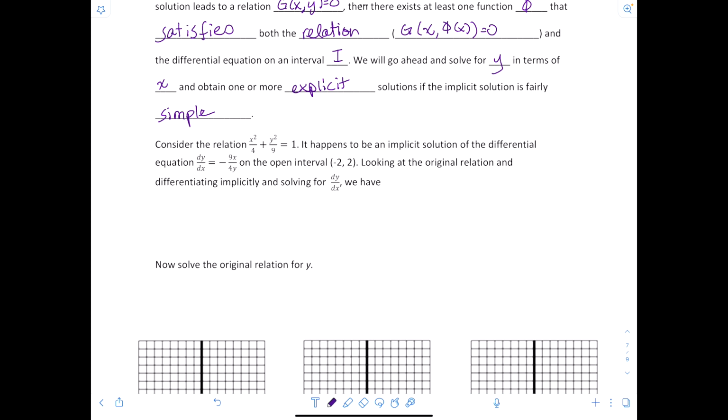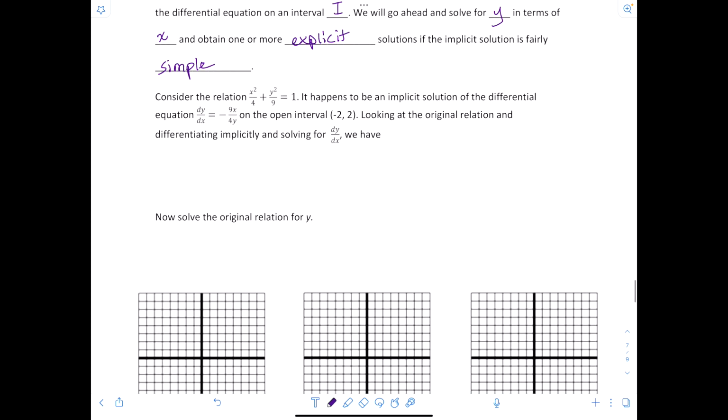So this happens to be an implicit solution of the differential equation dy dx is equal to negative 9x over 4y on the open interval from negative 2 to 2. Looking at the original relation and differentiating implicitly and solving for dy dx, we have, so let's see what we've got. Basically just kind of reminding you how to implicitly differentiate.